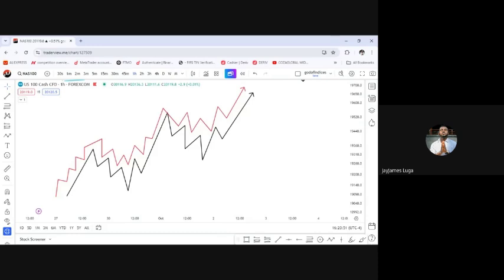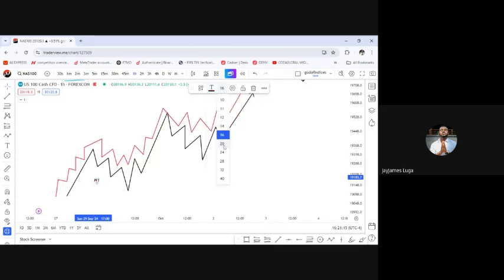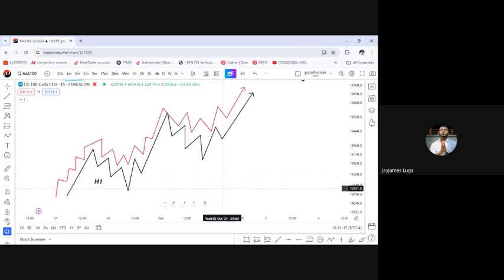Now, for the purpose of this class, let's assume that the black movement is on the H1 time frame. That's an hour time frame. So this movement indicated by this black line here is our H1 time frame. The H1 time frame showed us this movement that gave us the impulse, the correction, the impulse, the correction, right?